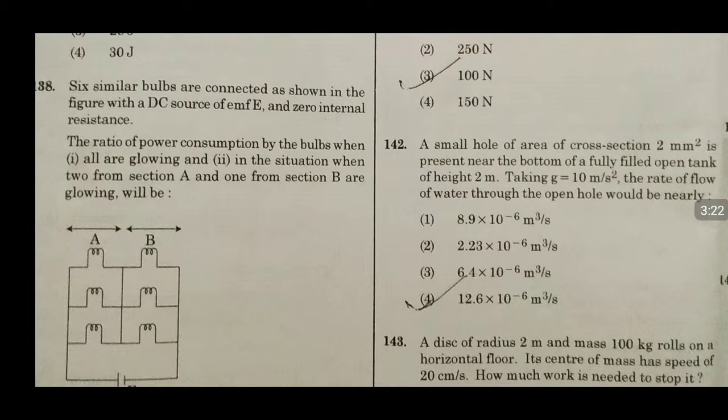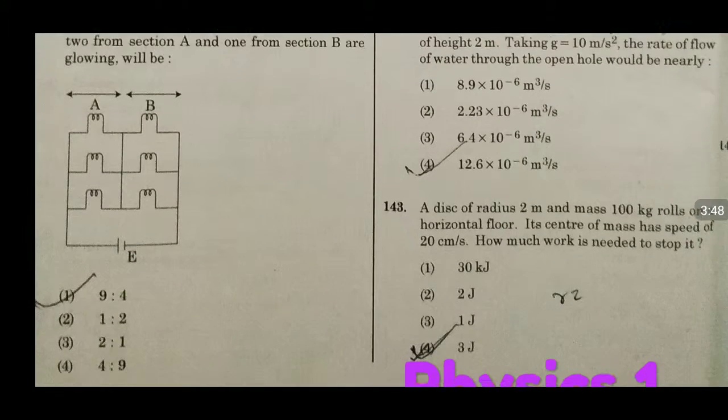142. A small hole of area of cross section 2 millimeter squared is present near the bottom of a fully filled open tank of height 2 meter. Taking g equals 10 meter per second squared, the rate of flow of water through the open hole would be nearly. Then the answer will be the fourth option, 12.6 into 10 power minus 6 meter cube per second.